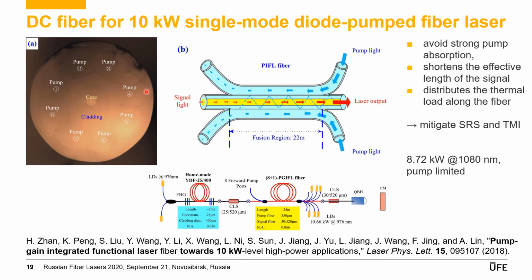Here we see a cross-section of a double-clad fiber for an almost 10 kW single-mode diode pumped fiber laser. It has 8 pump ports that surround the central part with the core. It is another example where pump absorption is so important, and it is tailored along the fiber. At the beginning, the pump propagates still around the central core, so we have a lower pump absorption where the pump is high, and the pump absorption is increasing along the fiber.